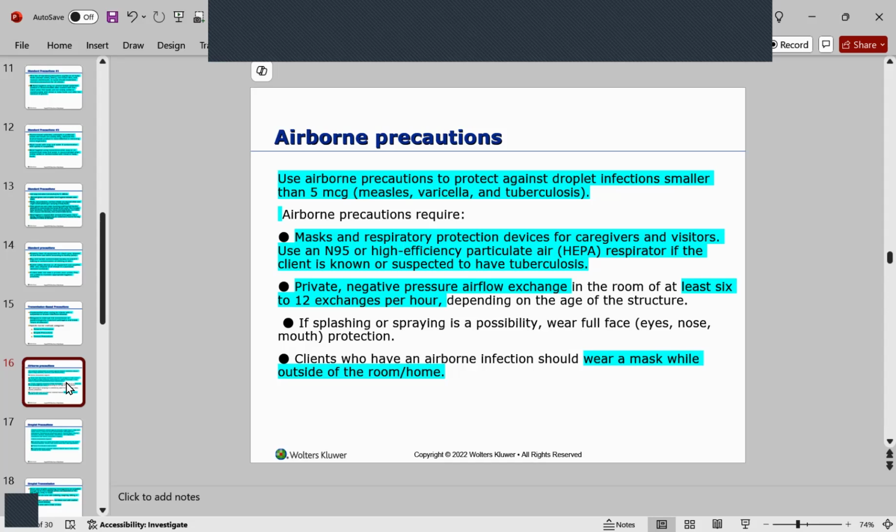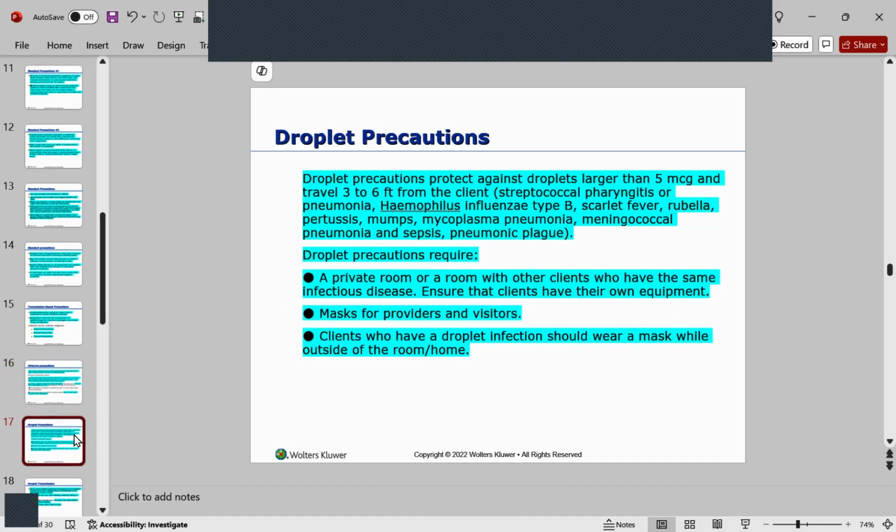Negative pressure room, private room, they can't share a room. Okay, even if you have 2 patients with TB, 2 patients with varicella, 2 patients with measles, they need to have their own room. Okay, if there's a possibility of any splashing or spraying of body fluids, wear a full face mask, wear protection. And if the client has to leave the room, someone with an airborne infection has to leave the room, they need to put a mask on. Normally, we will keep them in their room until we start treating them.